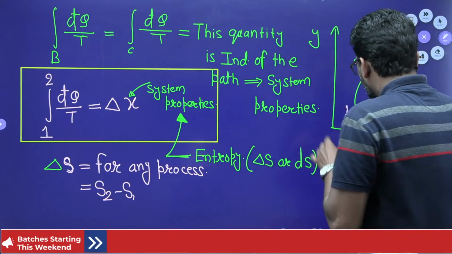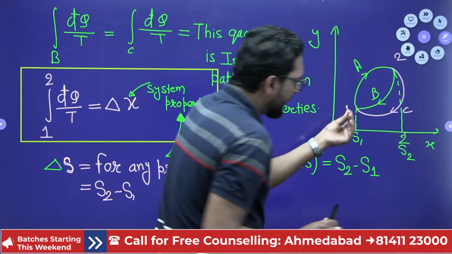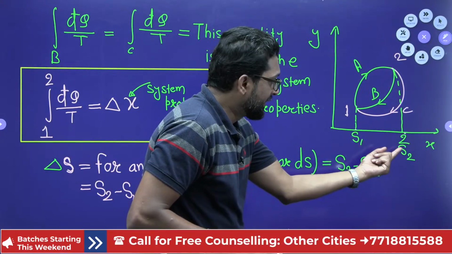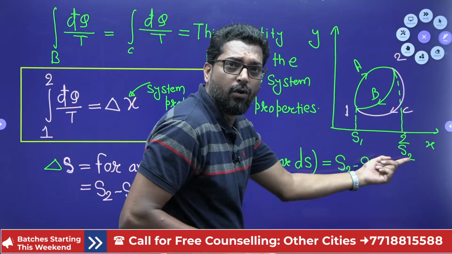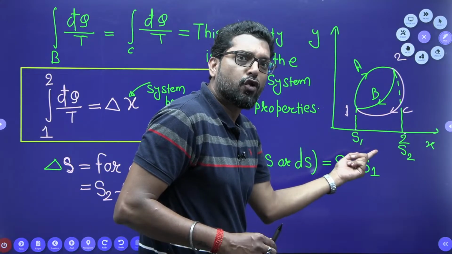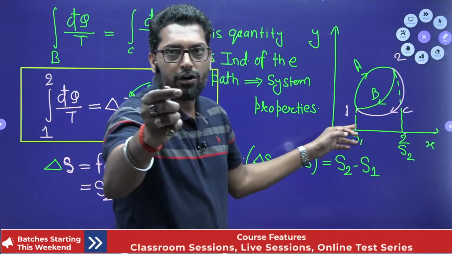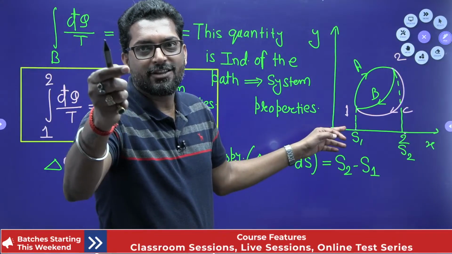Now, see my dear, see if in this graph S2 minus S1 is 0. S2 minus S1 0, that means entropy is constant. If you are talking about, sir, S2 minus S1 is 0.